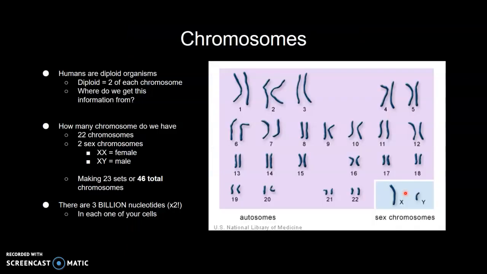Now, all of these genes are very tightly packaged in the nucleus in the form of what are called chromosomes. You can see images of human chromosomes over to the right side of our screen. You can see that we have two copies of each of these chromosomes, right? So 2 copies of chromosome 1, 2 copies of chromosome 2, 2 copies of chromosome 3, and so forth. This is because humans are what is called a diploid organism, meaning we have 2 copies of each of these chromosomes. Now, question for you. Where do you think we actually get these 2 copies from?